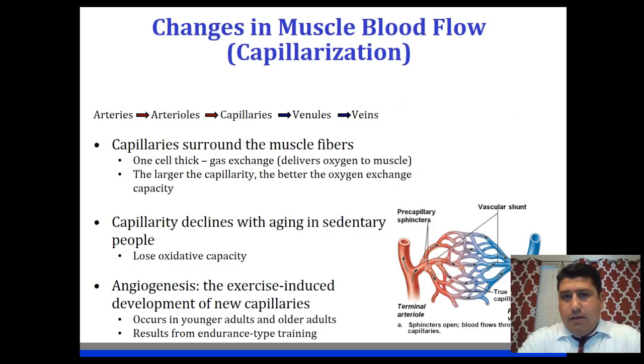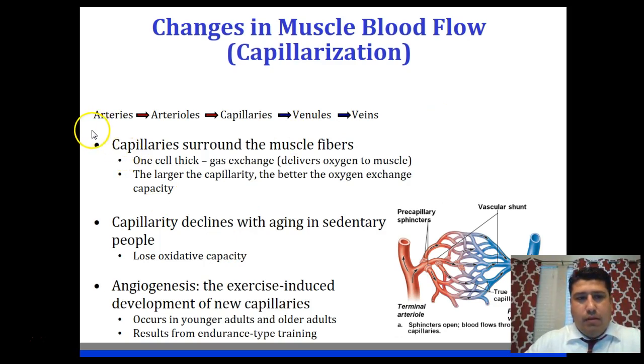In terms of the cardiovascular system, we start to lose capillarity. You can see capillarity declines with aging and in sedentary people. So the more we're active, the more blood is sent to the muscles, and upon development, the creation of a new system or new pathways of blood inside the muscles. This is called angiogenesis, where we develop new capillaries, and capillaries are where gas exchange happens.